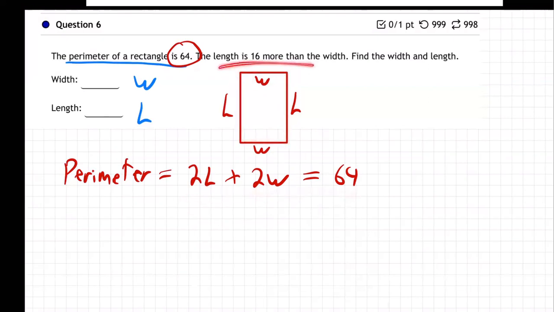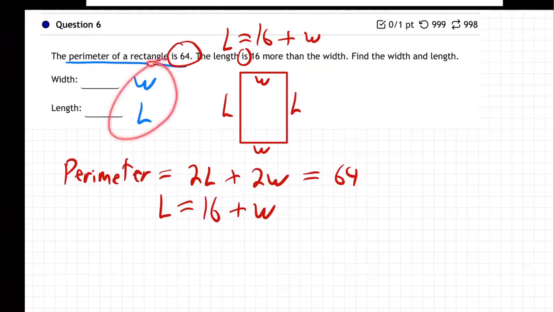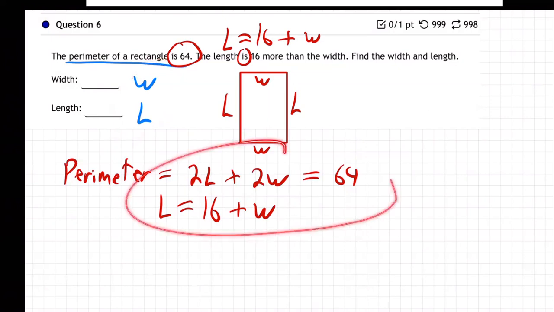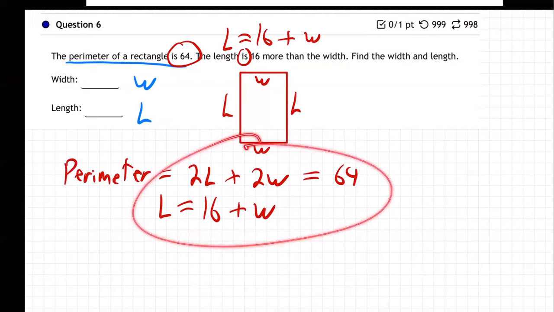That's the perimeter. Okay, and then the second sentence says the length equals 16 more than, 16 added to the width. So the length equals 16 added to the width. Remember, since we have two letters, we need 2 equations. We have L and W, width and length. So when you have 2 letters, you must have 2 equations. We do now have 2 equations. Okay, so how are we going to solve these 2 equations, 2 letters? What are we going to do?